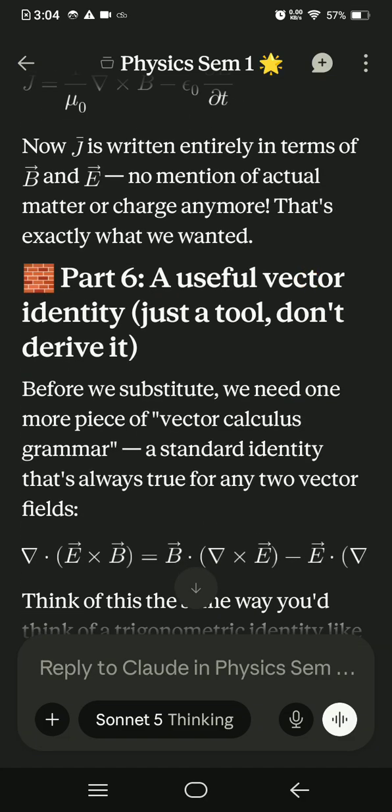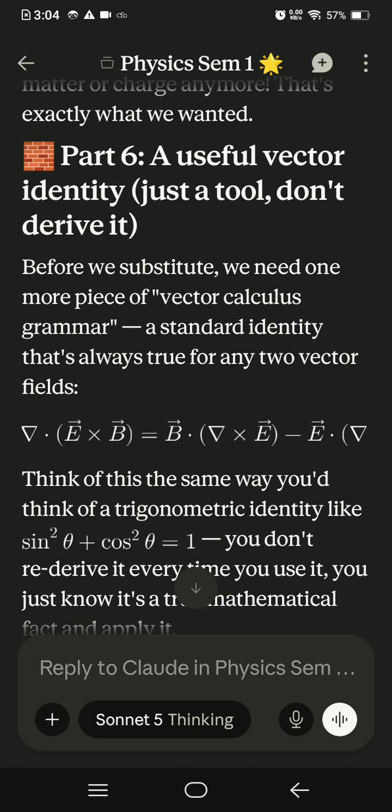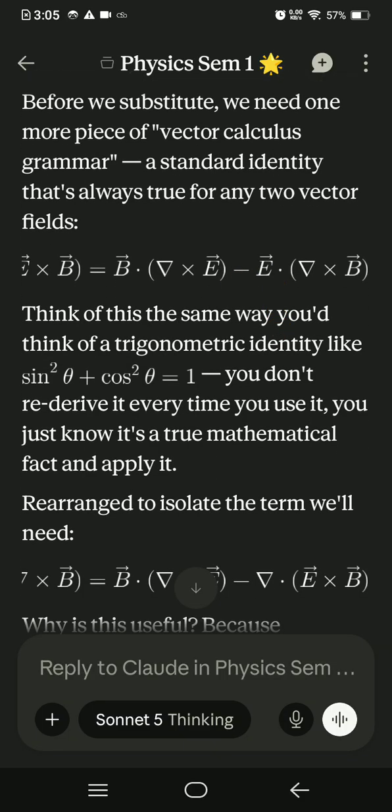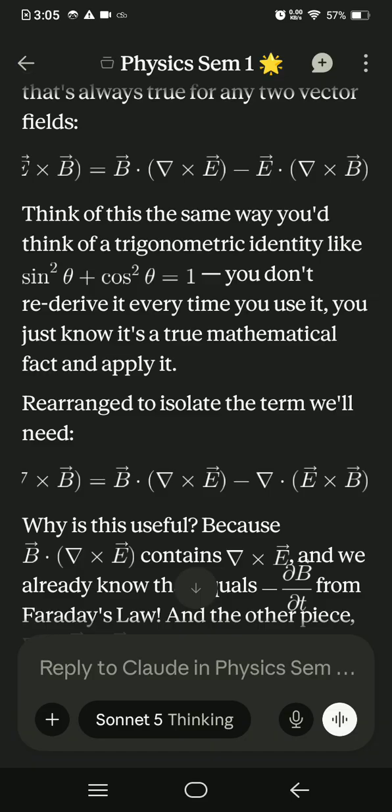So, a useful vector identity, just a tool to derive it. Before we substitute, we need one more piece of vector calculus grammar, a standard identity that's always true for any two vector fields. I didn't know it either. The divergence of E cross B equals B dot curl of E minus E dot curl of B. Think of this the same way you would think of trigonometric identities. You don't rederive it every time you use it. It's a true mathematical fact and you just apply it.